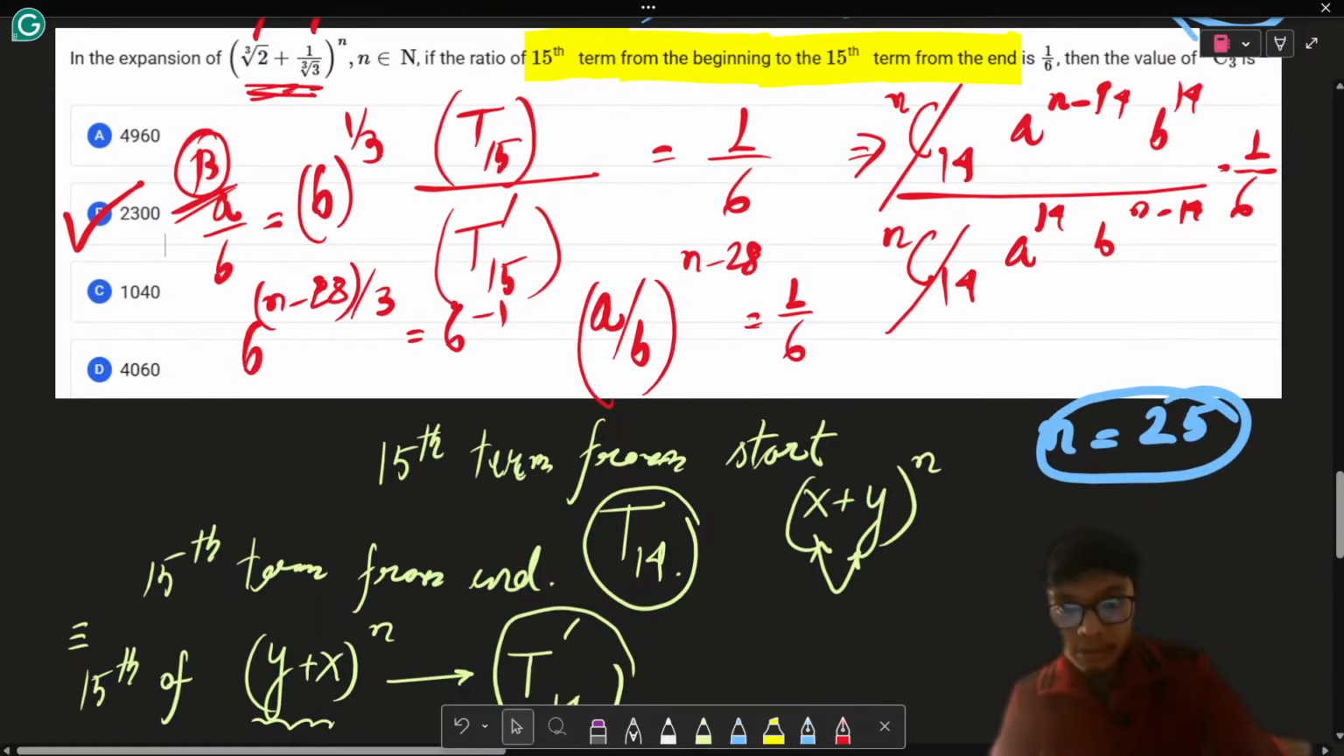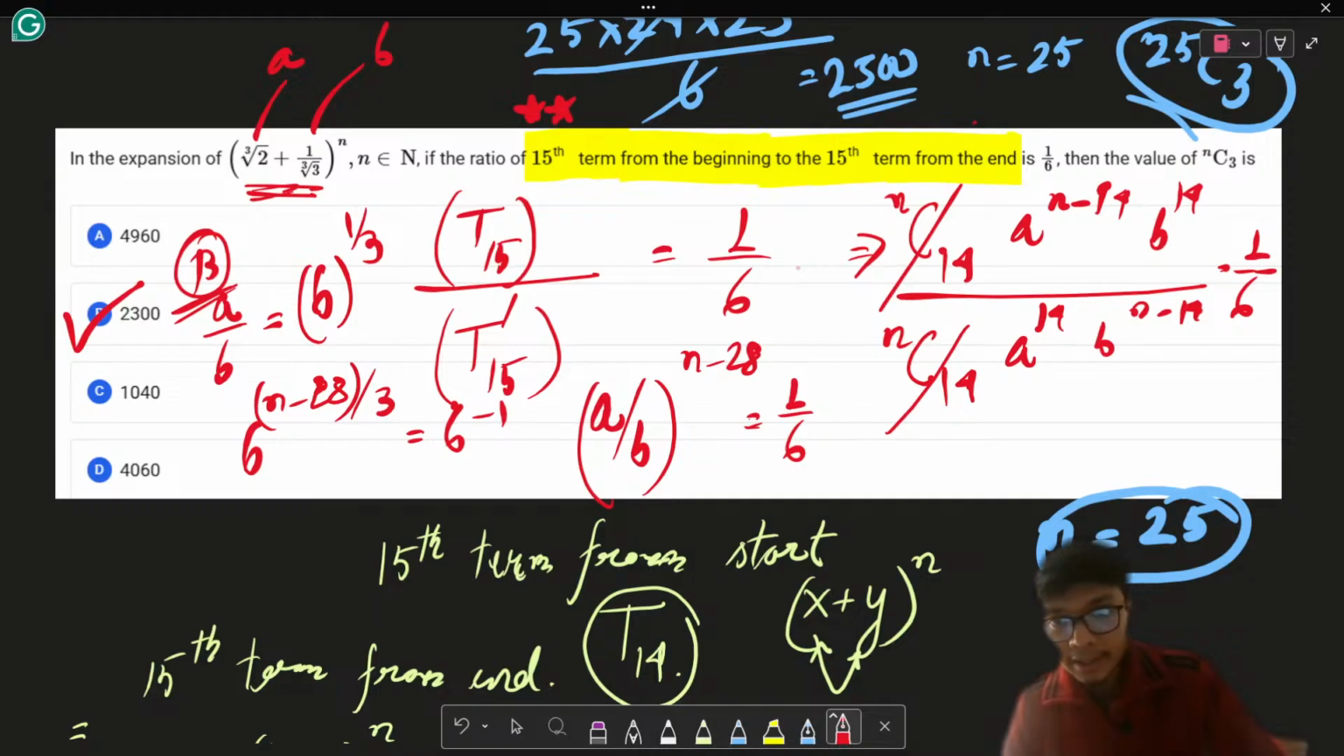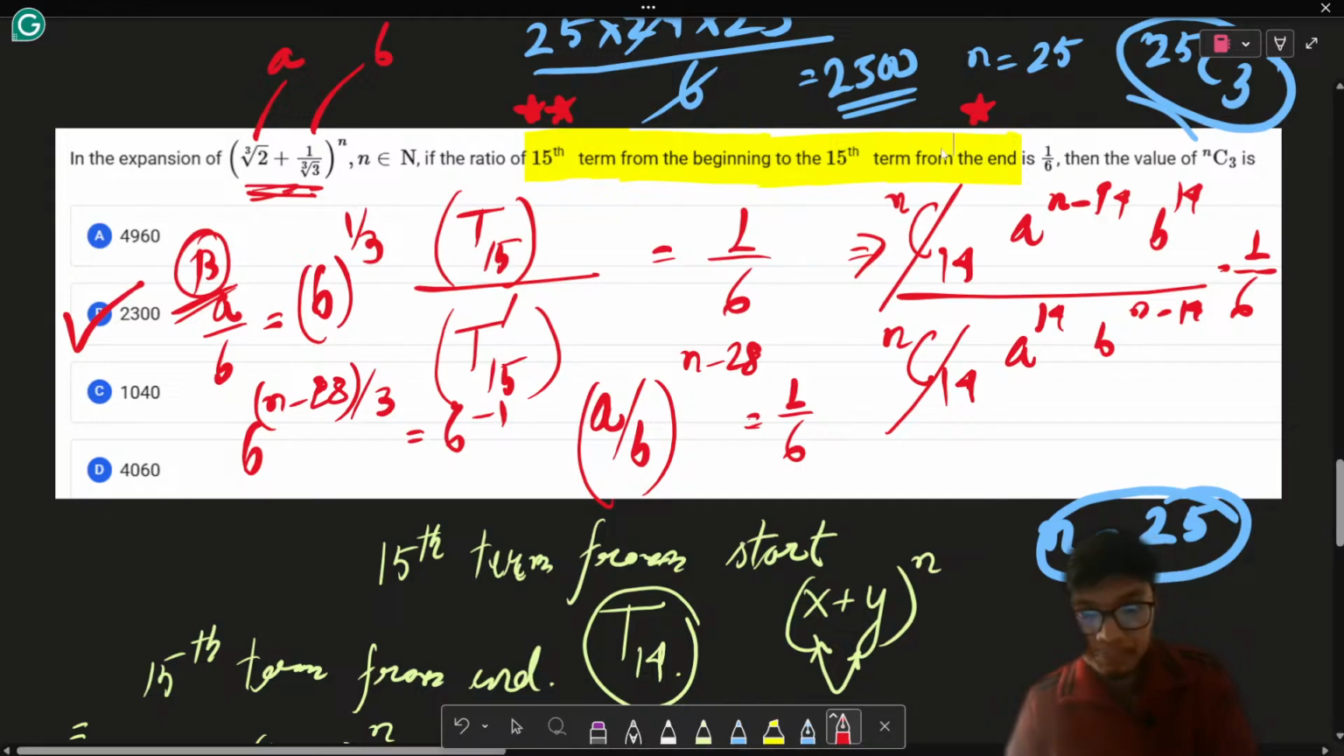Again, a very important question, because the very important thing we have learned here is how to find the terms from the end and the beginning, right? What is the difference when we are finding the 15th term from the end? Just a simple modification: you replace x with y, or a with b, and that's how you get the 15th term from the end. Is this part clear to all of you?